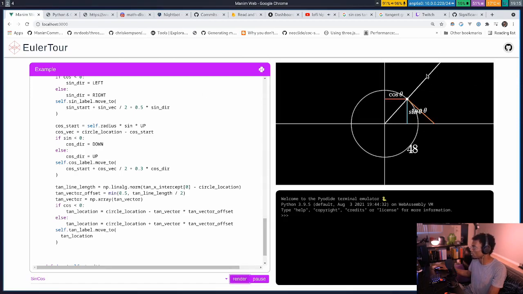Let's try. That works. That works. That doesn't work. And that doesn't work. Why? I guess I don't know which direction this vector is going. The tangent vector could be going in either direction, couldn't it?